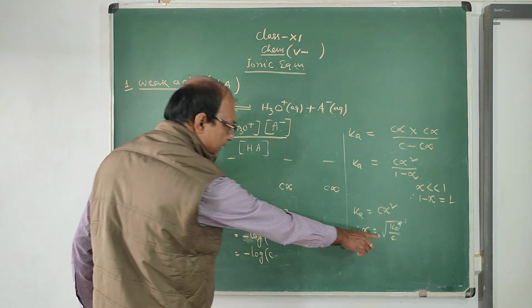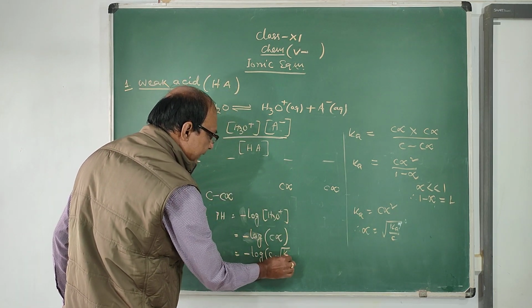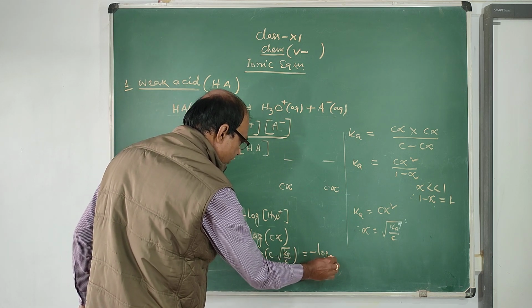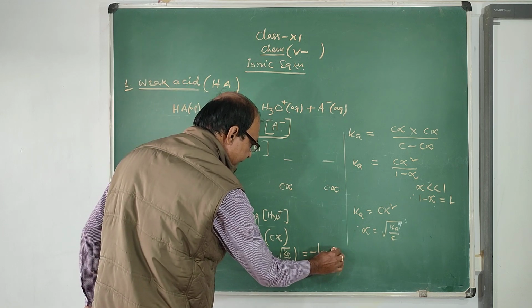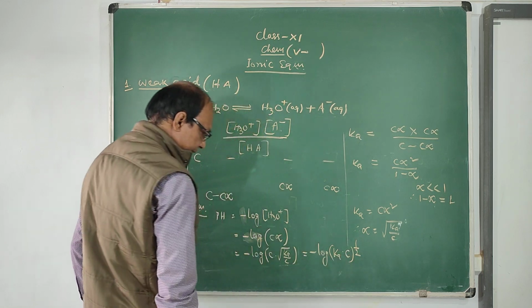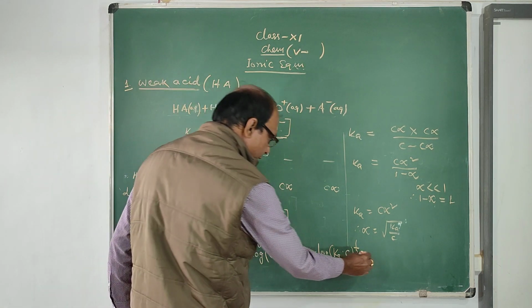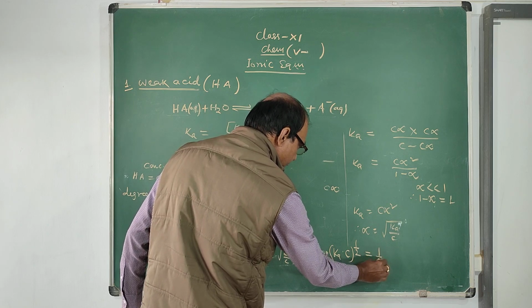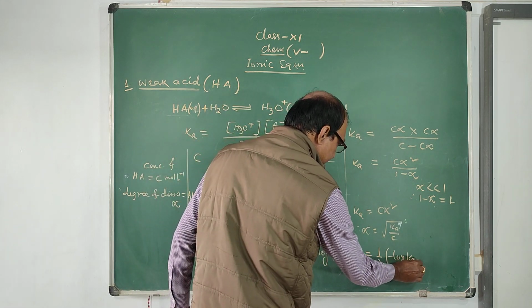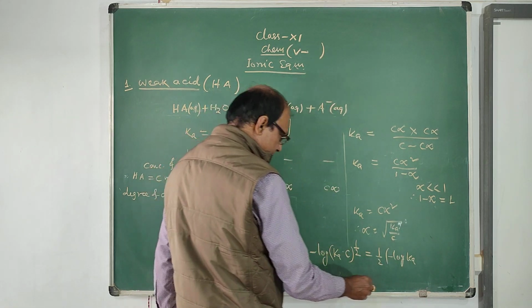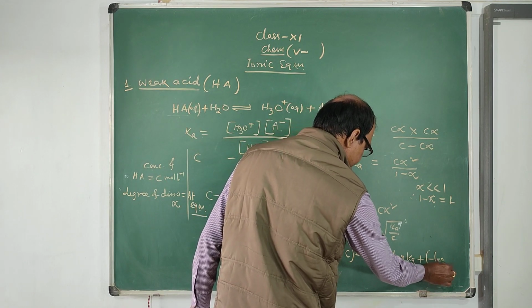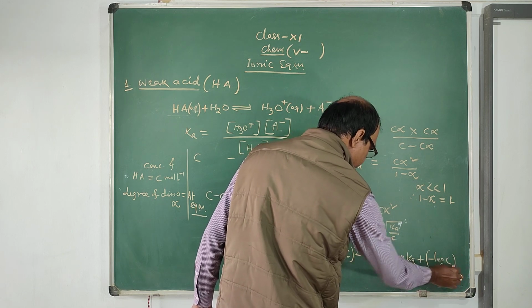Another way is, this can be written as minus log of C into alpha. Alpha is this one, C into root under Ka by C. So this is equal to minus log of root under Ka into C to the power half. Therefore, if you break it further, it will be minus half of log of Ka, then you will get plus, minus half log C. This you will get.